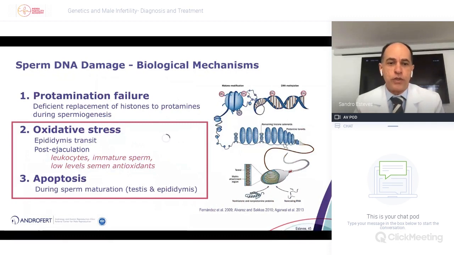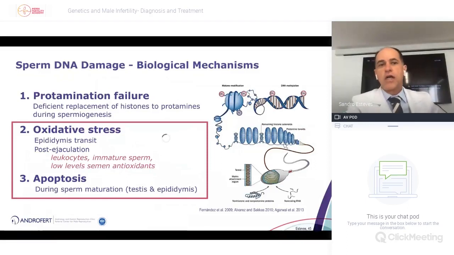Also, sperm DNA damage could come from apoptosis during sperm production in the testicle or during sperm transit in the epididymis. These two conditions are the most important ones related to sperm DNA damage, but don't forget that protamination failure, which means deficient replacement of histones by protamines during spermiogenesis, inside the testicle, could also cause sperm DNA damage, and it's not related to oxidative stress and apoptosis. So these are the three mechanisms that affect sperm DNA damage that you need to keep in mind.